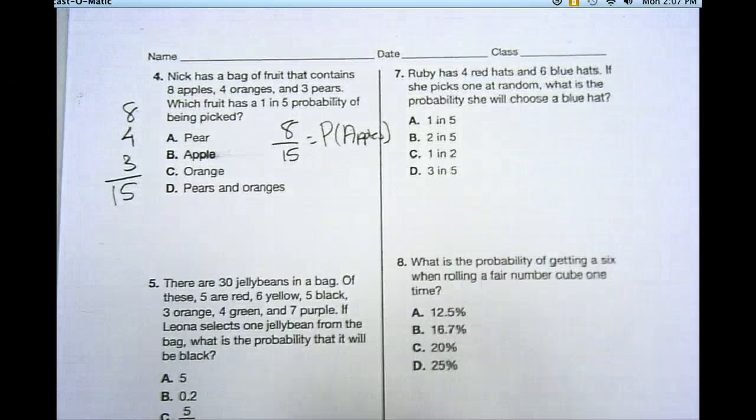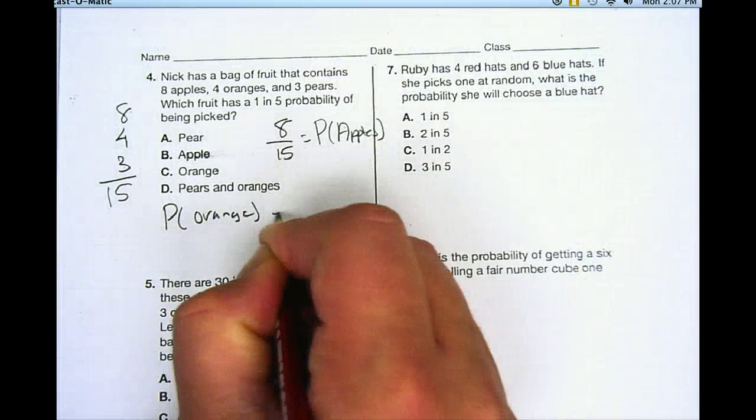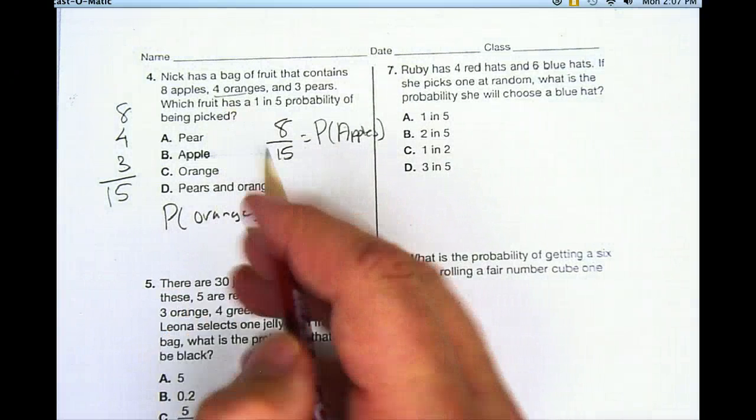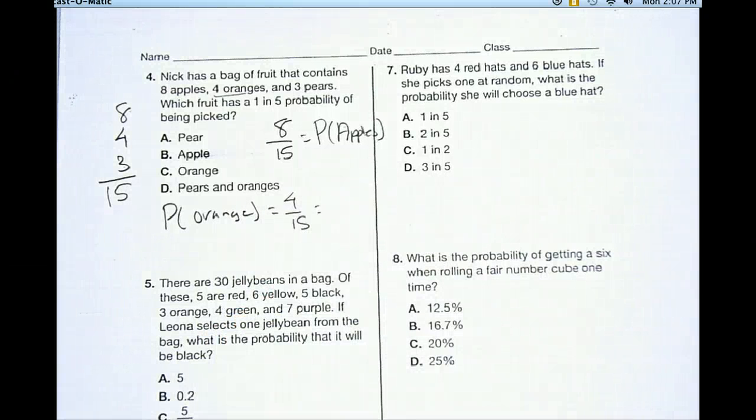The next one is oranges. So the probability of an orange is, and there's 4 oranges, so it's 4 out of 15. And 4, the only numbers that divide 4 are 2 and 4 and 1, and neither of those numbers divide 15. So that's as lowest terms as you can get for that.